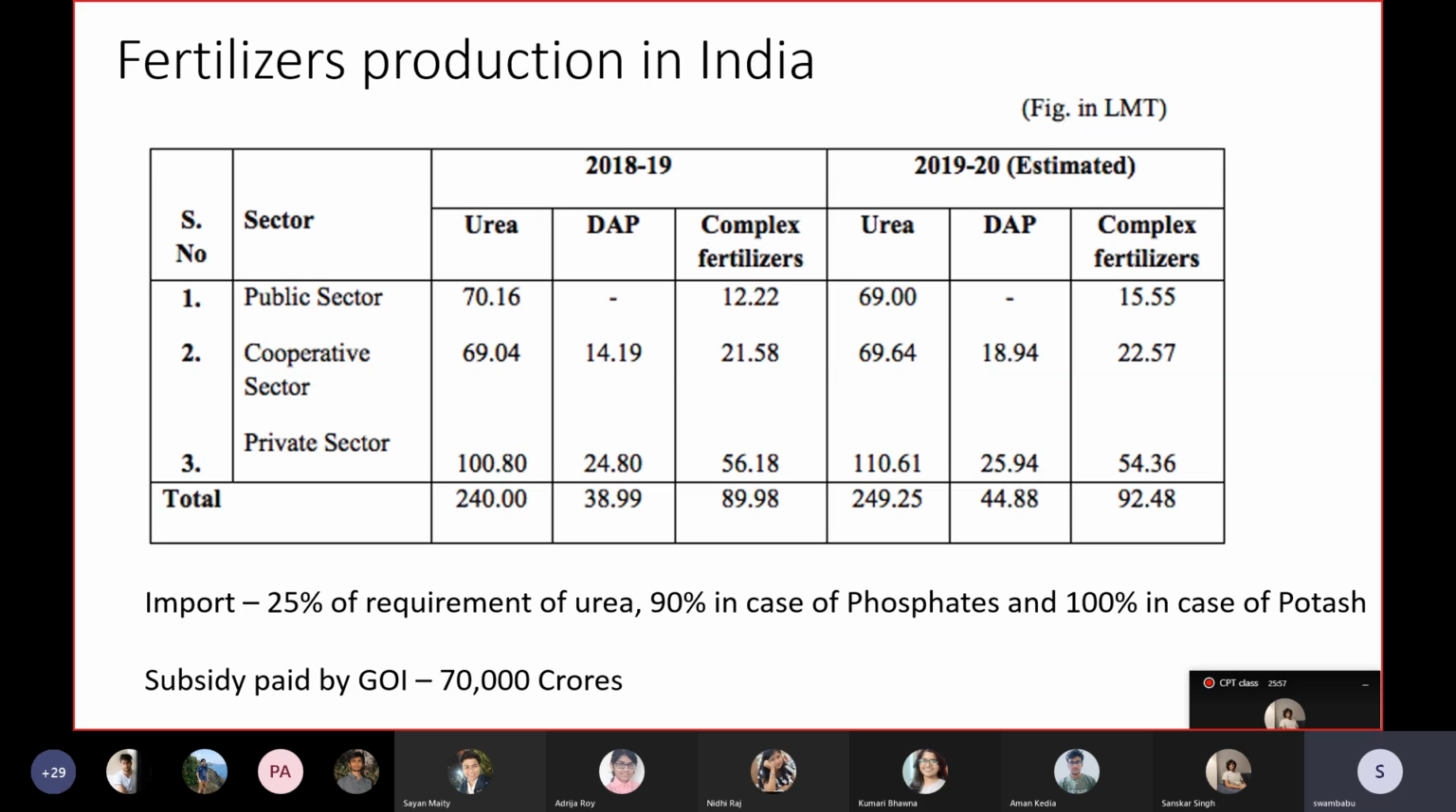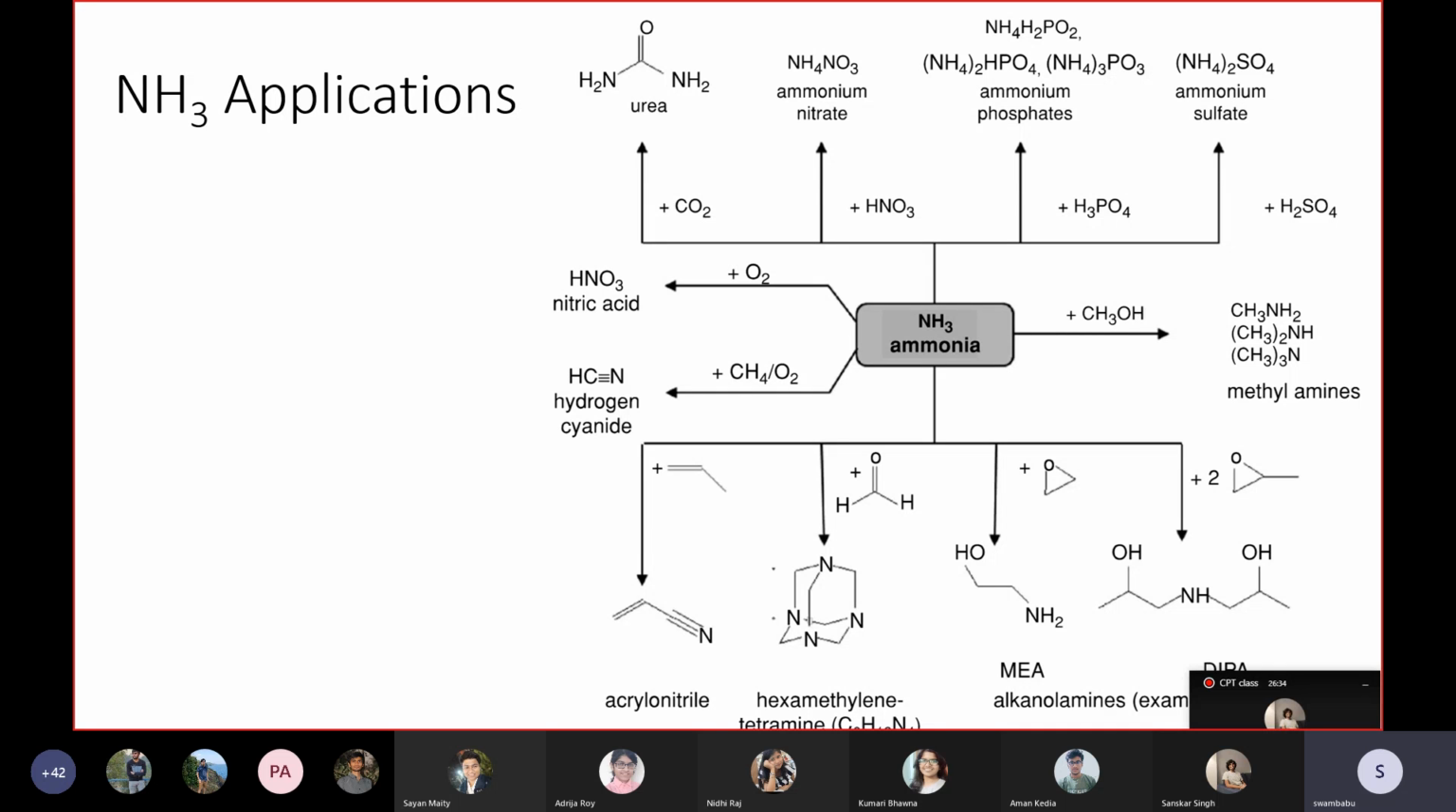Because of importing these phosphates and potassium and some of the urea raw materials, the cost of production will be very, very high, which a common farmer cannot afford. Hence, the government of India gives subsidy every year. The subsidy paid by the government of India is almost 70,000 crores to get that price which is available for the farmers.